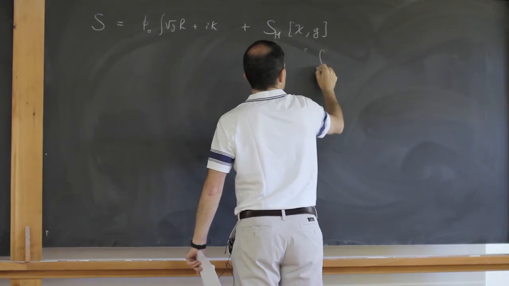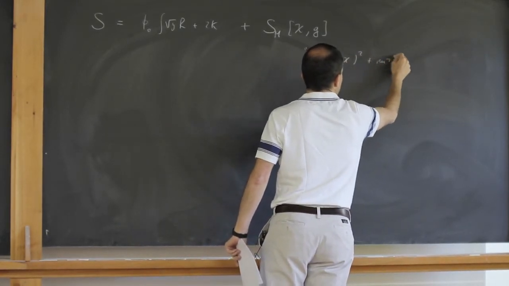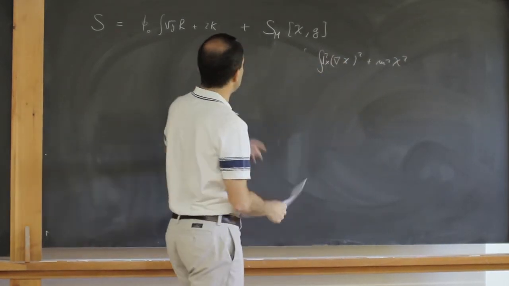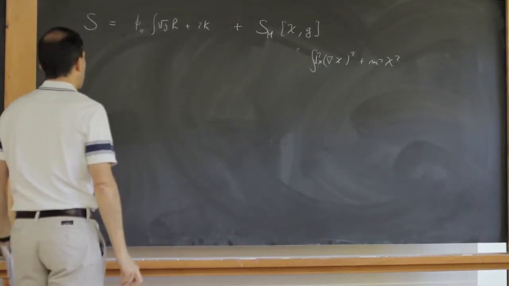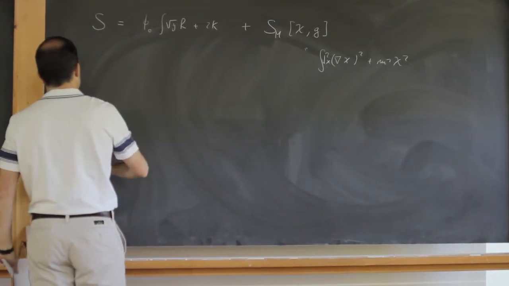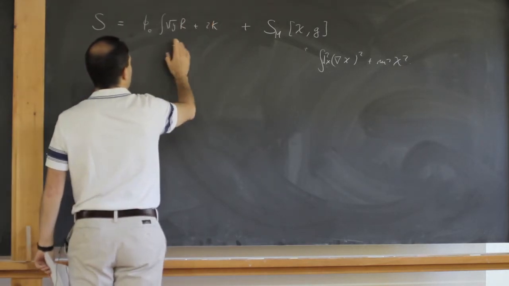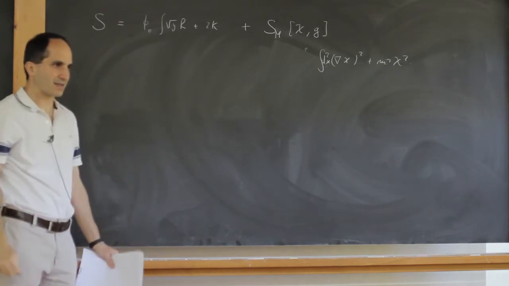For example, the integral of chi squared plus, let's say, m squared chi squared, integrated over 2 dimensions. So here we have simply a scalar field that propagates on that background. We calculate the equations of motion for the metric. This piece will not contribute anything to the equations of motion because it's topological. We can vary the metric and we get the same action.